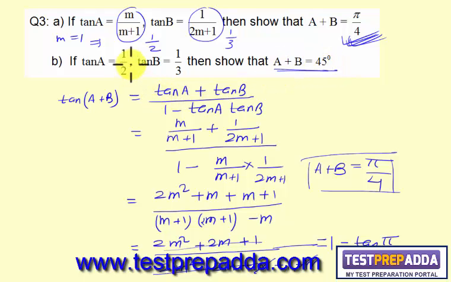Got it? You can do it by substituting 1 by 2 and 1 by 3 here, or if I take m as 1, my tan A in this first case comes as half and my tan B in this first case comes as 1 by 3. And we have already proved here A plus B as pi by 4. Got it? Okay. Now we will take the next question.